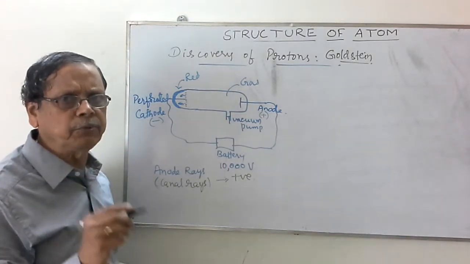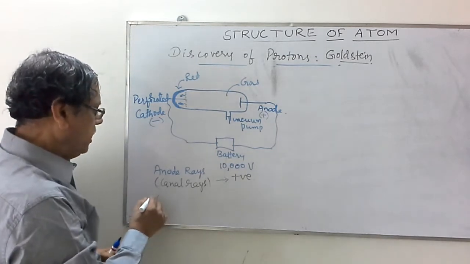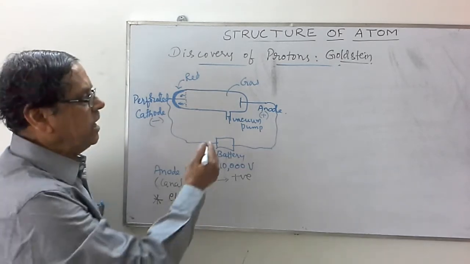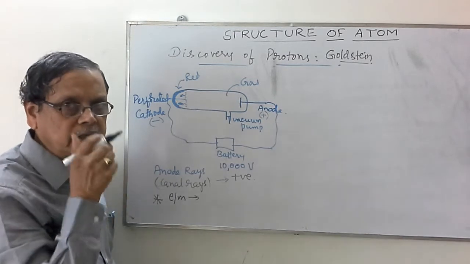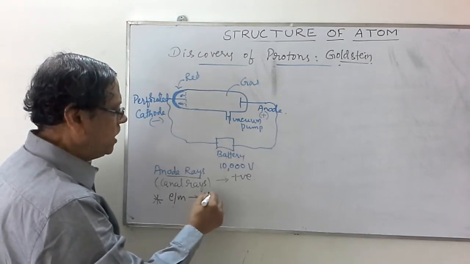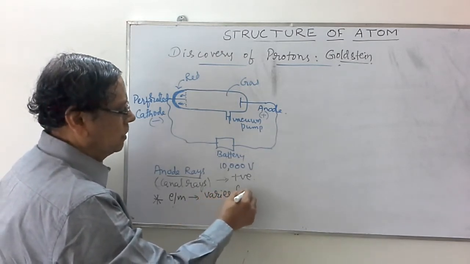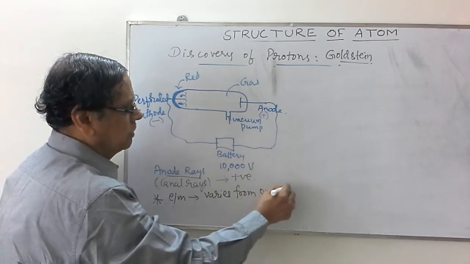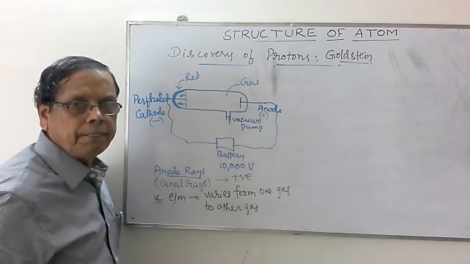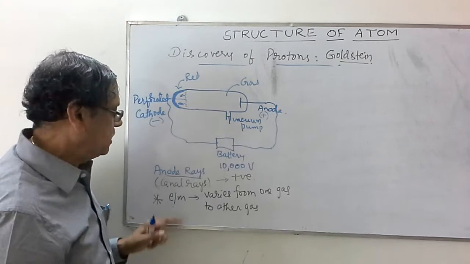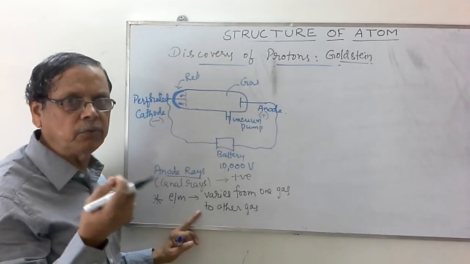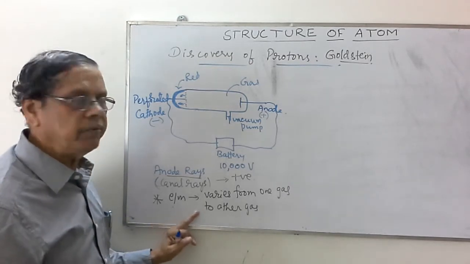But one important difference that we have to remember is the e/m ratio, that is the charge to mass ratio. It is the same for the cathode rays, that is electrons. But in the case of the anode rays, this e/m ratio varies from one gas to the other gas. Suppose I take hydrogen. This e/m ratio will be maximum, because the mass of one particle carrying 1 unit positive charge has a very low value.